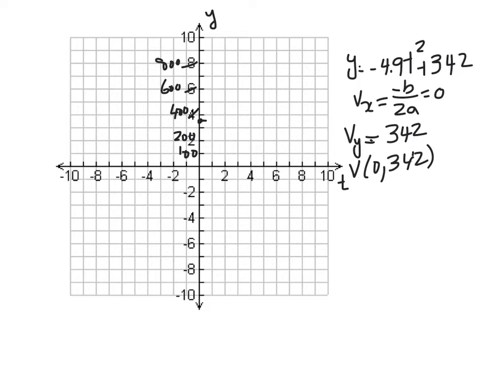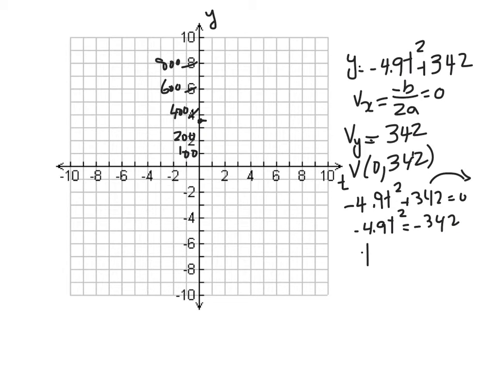Let's try to find the x-intercepts. To find the x-intercepts, I'm going to let y equal 0 and solve for t. So I have to solve negative 4.9 t squared plus 342 equals 0. Negative 4.9 t squared is negative 342. Move this one to the right. So t squared is negative 342 divided by negative 4.9. If we take the square root of this, we get plus or minus 8.4.